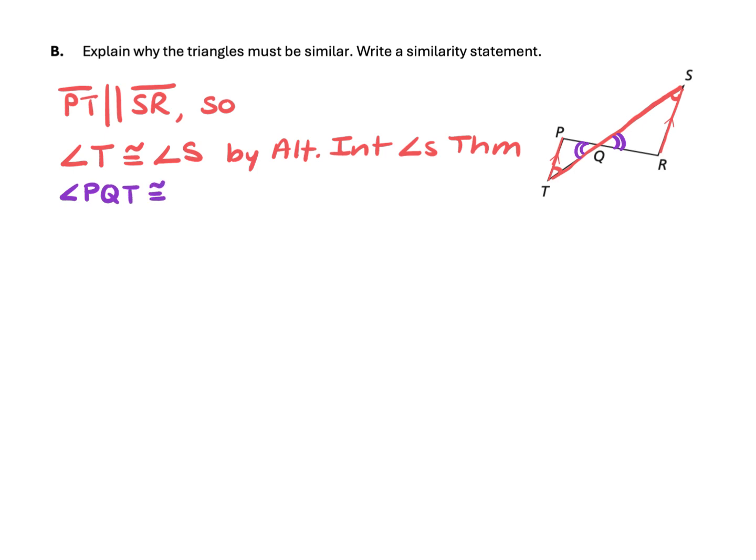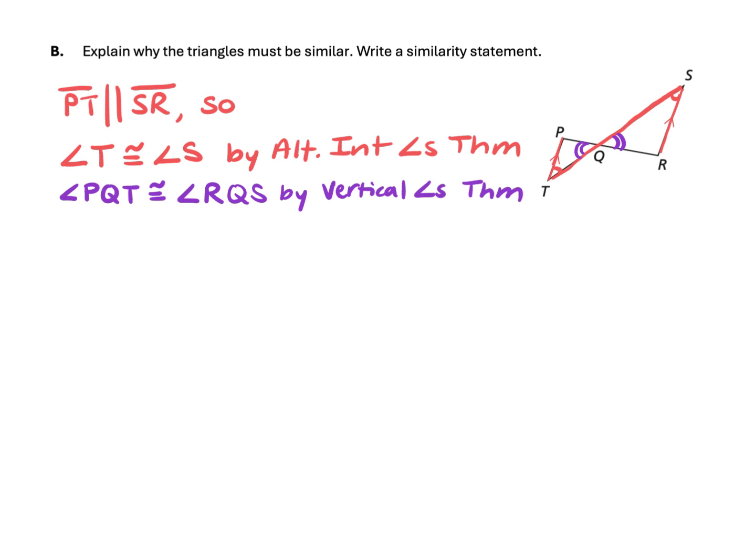And that is congruent to, and then if we follow the same pattern, notice how PQT goes from the unmarked angle to the 2 marks to the 1 mark. If we follow the same pattern, that would be RQS. And that's by the vertical angles theorem. And just like that, now we have 2 angles.